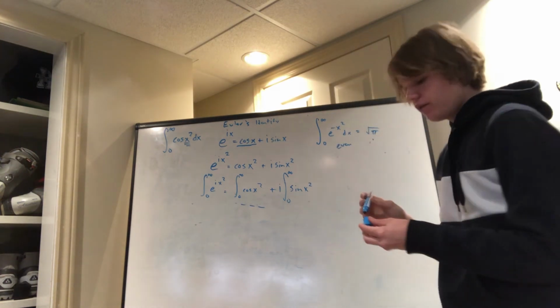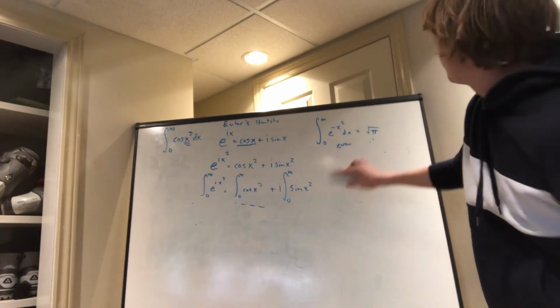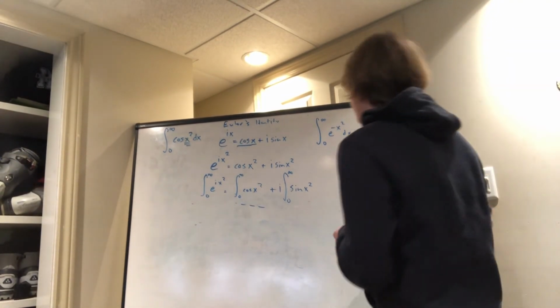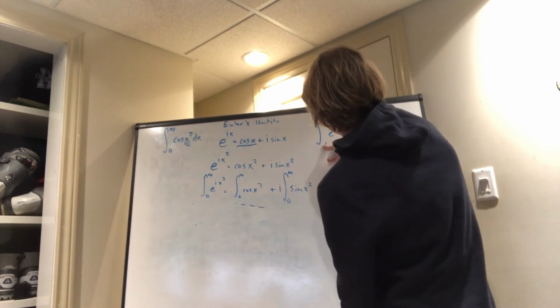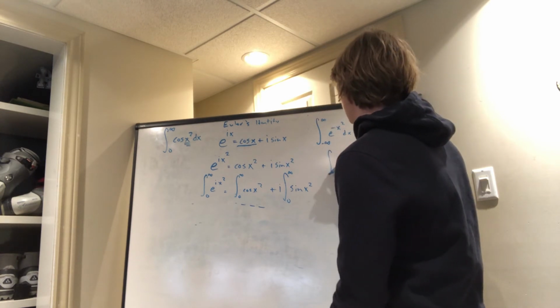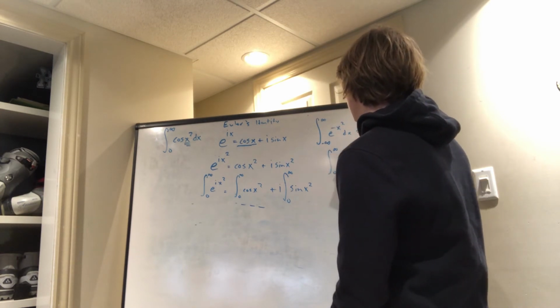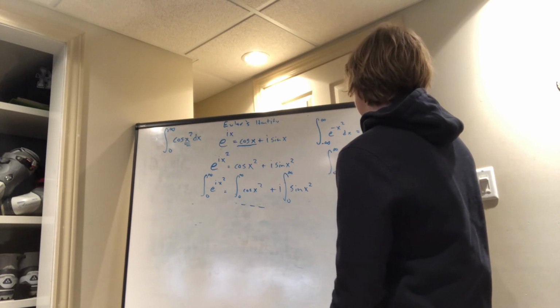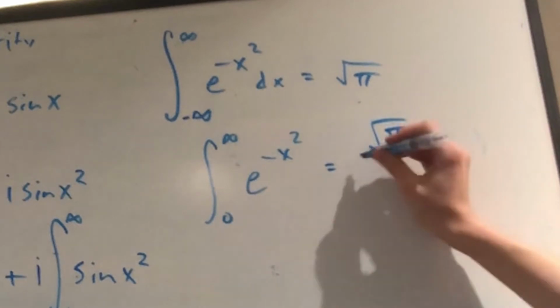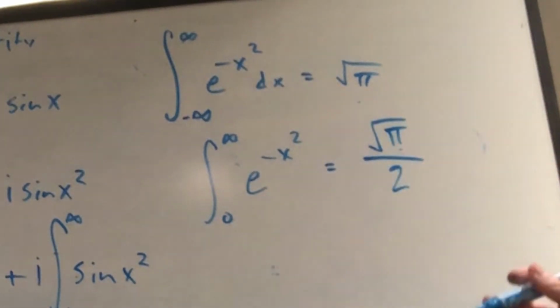Since it is an even function, if we divide the domain in half, the answer will be divided in half. So if we get the integral from 0 to infinity, e to the minus x squared, we will just get square root of pi over 2. Okay.